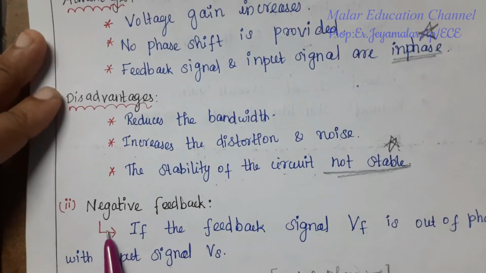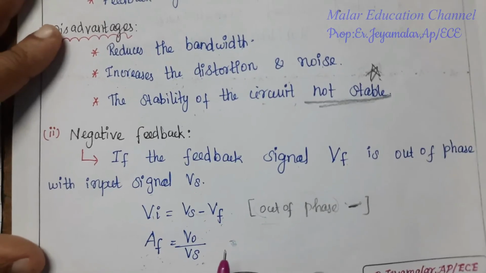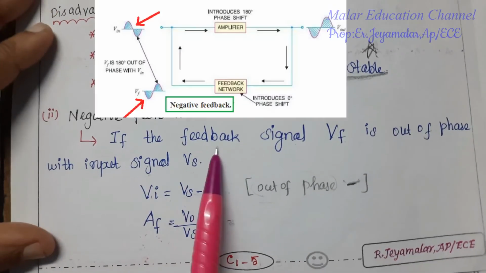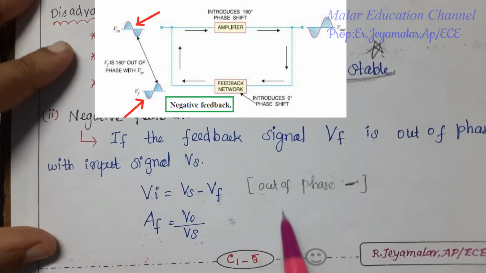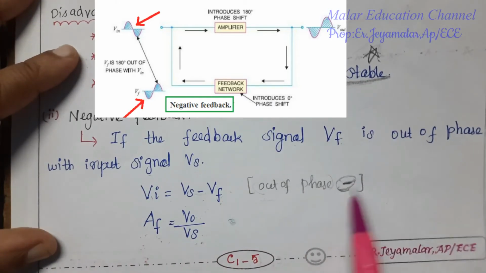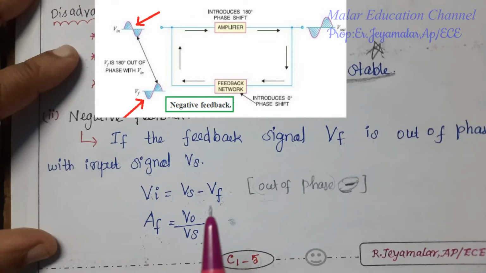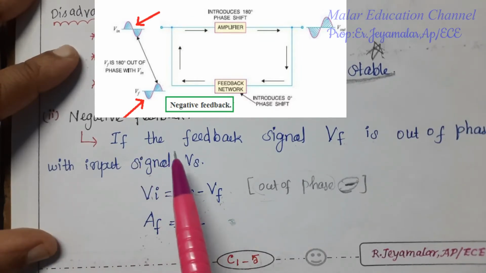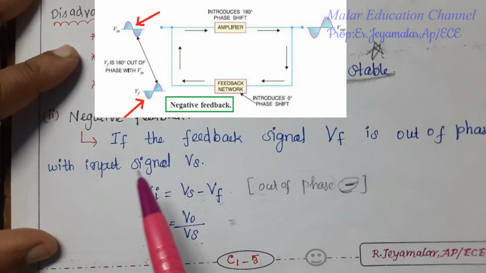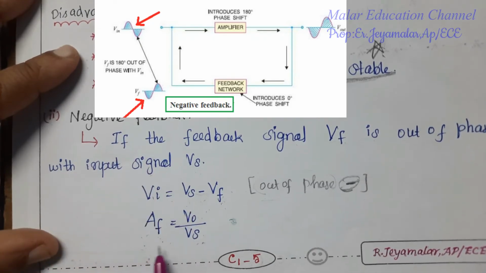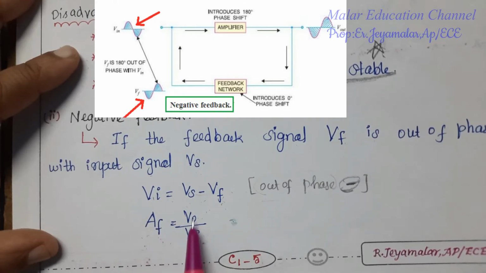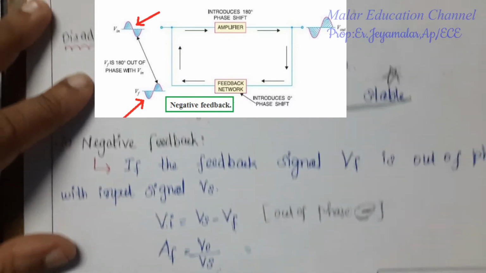The last one, negative feedback amplifier. If the feedback signal Vf is out of phase with the input signal, that is minus Vf, Vs minus Vf. The only difference between positive feedback and negative feedback is that signals are added in the positive feedback network, and signals are subtracted in the negative feedback network. So Vi equal to Vs minus Vf. Here also voltage gain formula, that is feedback gain V output by Vs, source voltage.